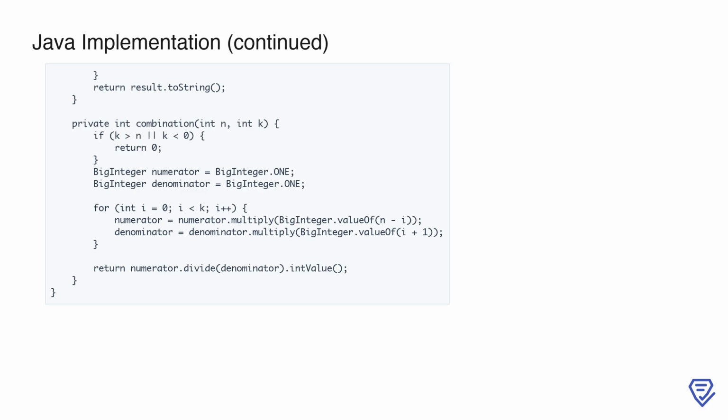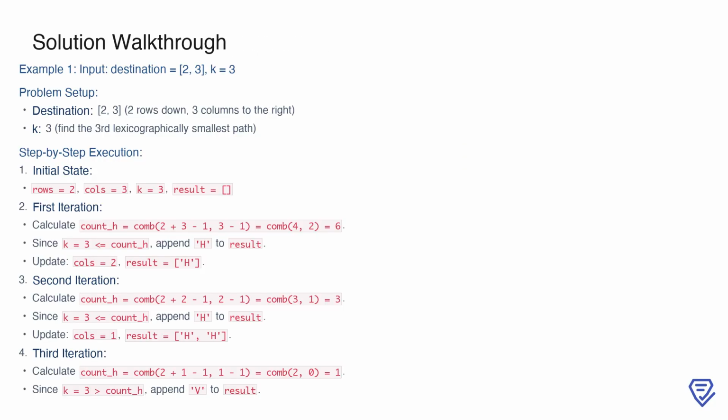Together, this implementation effectively constructs the kth smallest path by leveraging combinatorics and efficient string building. Here, we are tasked with finding the third lexicographically smallest path to the destination [2, 3], which means moving 2 rows down and 3 columns to the right. Starting with the initial state, we have 2 rows, 3 columns, and our k value is 3. The result is empty at this point.